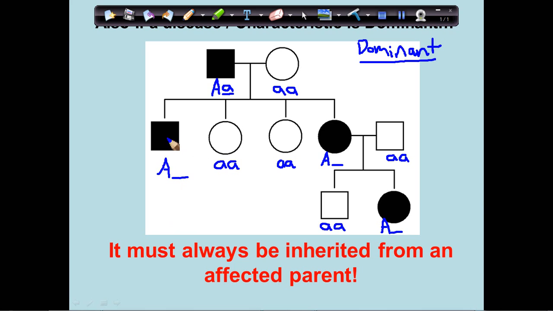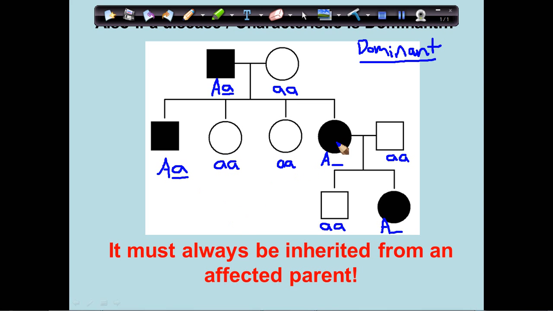He gets at least one big A. We know that because he's got the condition, and the condition is dominant, so it's caused by having a big A. He must have got the big A from this parent. That's the only one that's there. He must have got the little a from the other parent. This other parent only has little a's, so he must have inherited a little a from this parent.